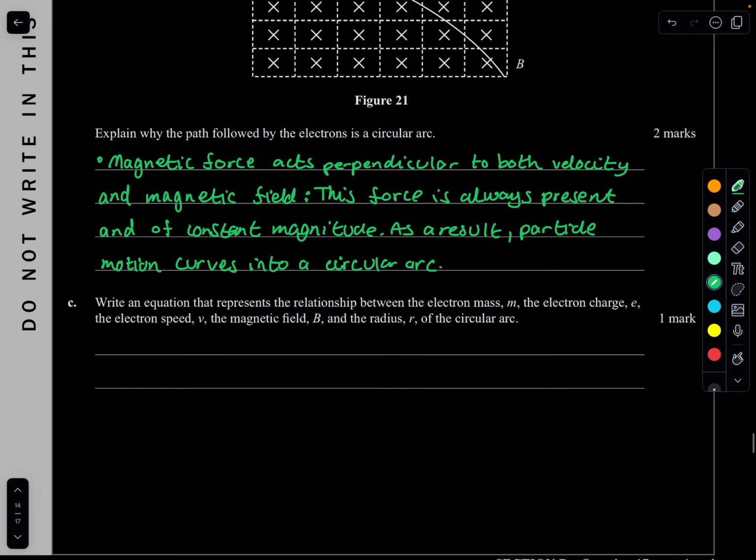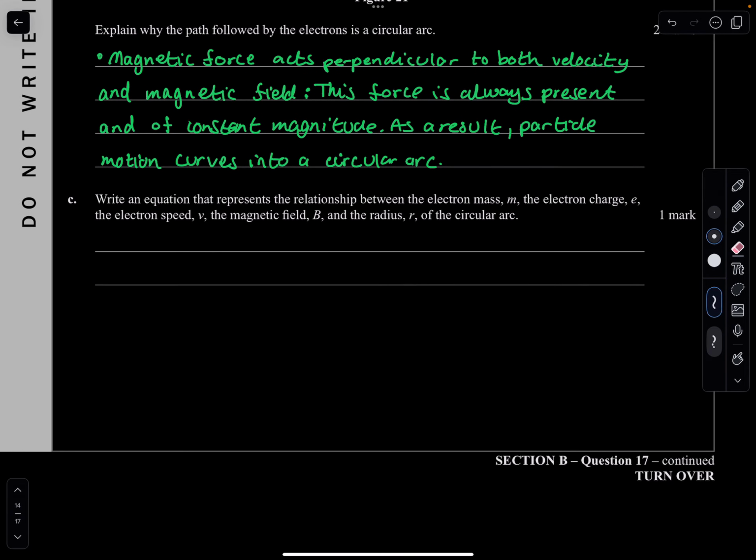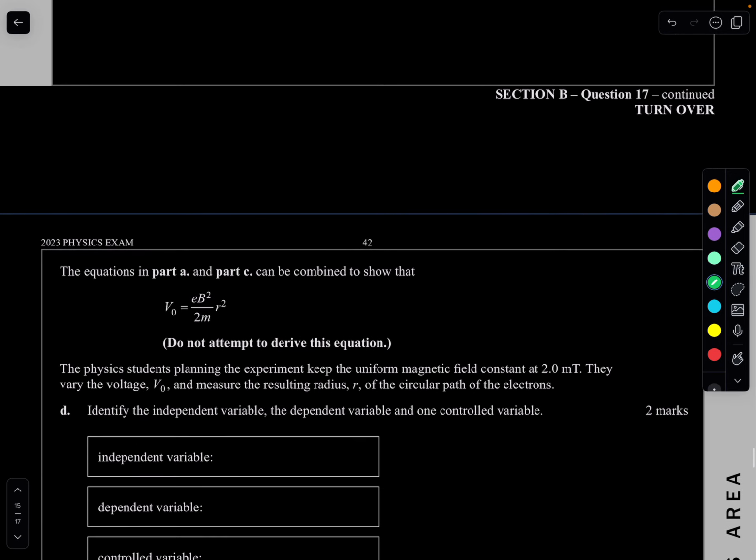Done. C. Write an equation that represents the relationship between the electron mass, the electron charge, the electron speed, the magnetic field and the radius. Easy. We know from our formula sheet that the radius of an orbit is r equals mv over qB. But in this case, the charge has to be e, so rub that out. It's going to be e. The speed, yep, we've got the speed and the magnetic field, and the radius. Done. That's an easy mark. Wow.